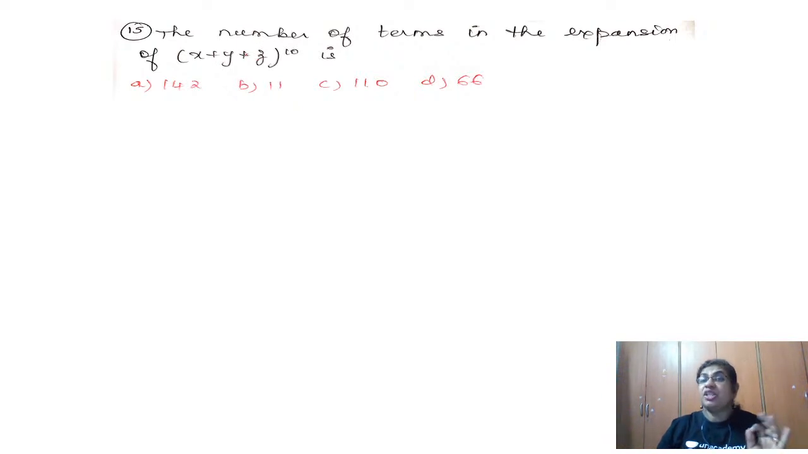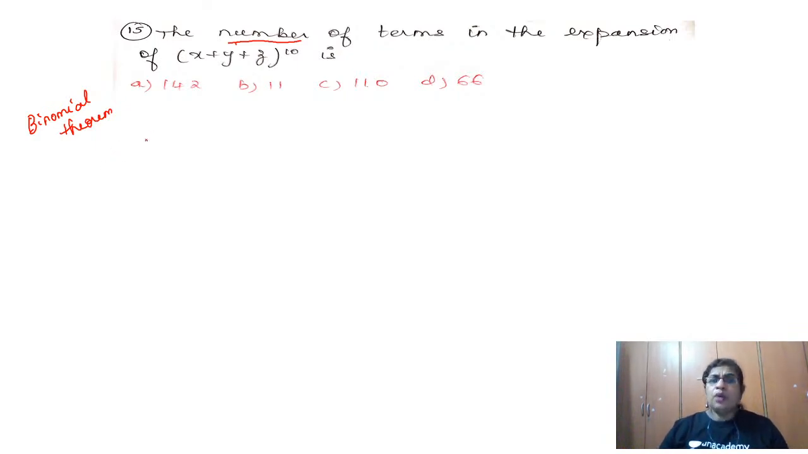See, it's mentioned what number we want to find. The number of terms in the expansion of (x plus y plus z) whole power 10 is equal to. They have asked us how many terms there are in the expansion. Now, which chapter does it belong to? It belongs to the binomial theorem chapter. From this chapter, ideally we get 1 or 2 questions in KCET if we observe the previous years' question papers.